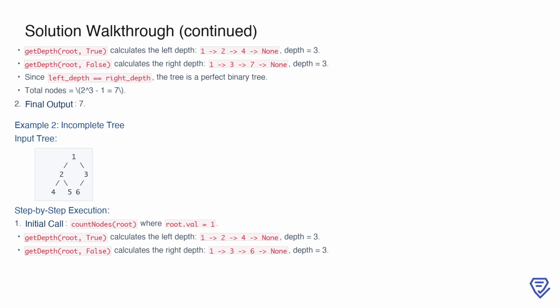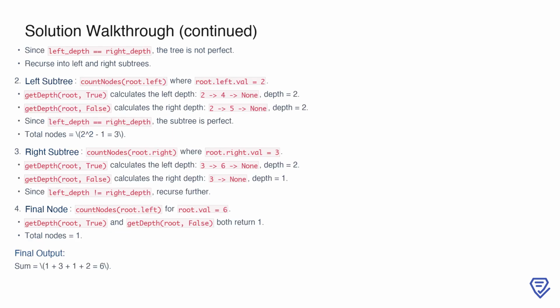In the next example, the tree is no longer perfect, as the last level is not completely filled. In the second example, we start again by calculating the left and right depths from the root. The leftmost path gives us a depth of 3, and the rightmost path also gives us a depth of 3. Since the depths are the same, we know the tree is not perfect, and we need to recurse into both the left and right subtrees.